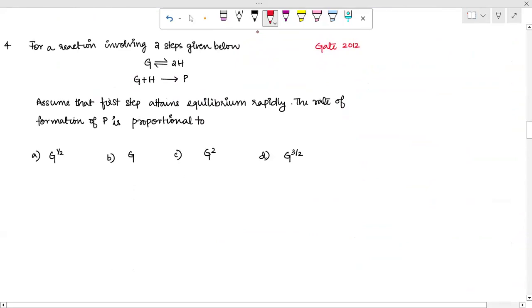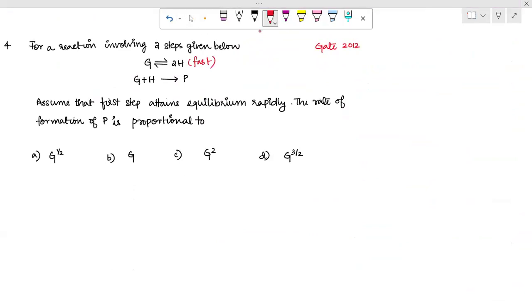A very easy question. I think this question was repeated in NET as well. For a reaction involving two steps which are given below, G giving 2H and G plus H giving P. Assume that the first step attains equilibrium rapidly, means this is fast. The rate of the formation of P is proportional to.